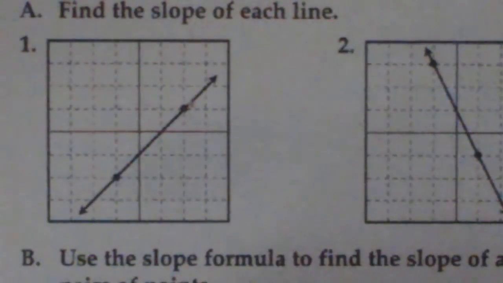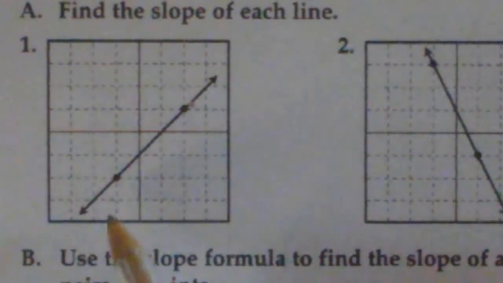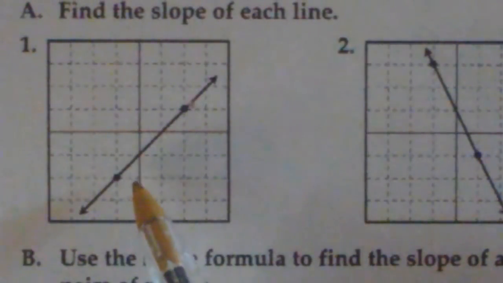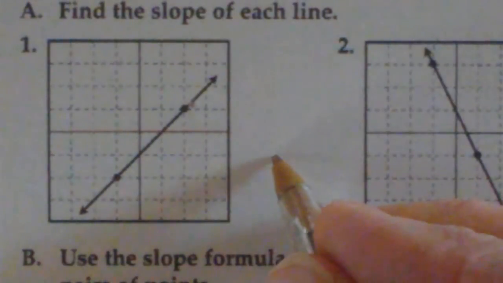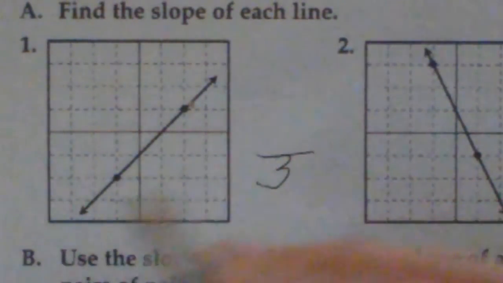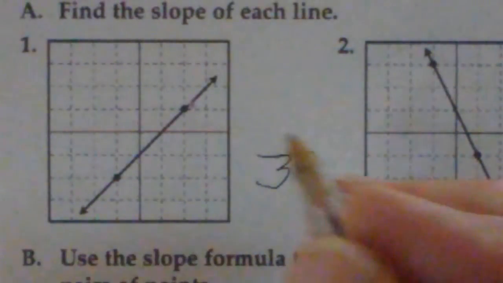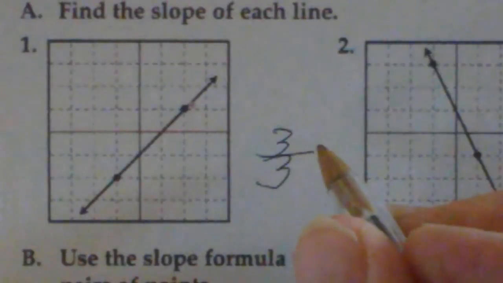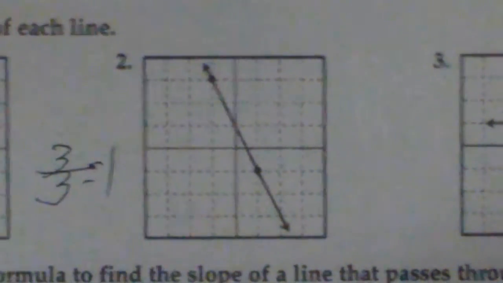So this first one, you want to look at the change. It went from here to here. How many x's did it move over? How many spaces? 1, 2, 3. That's the x change, 3. Remember, the x is on the bottom because that's the run. The rise, it went up 1, 2, 3. So the slope of this line is 3 over 3, which is 1.